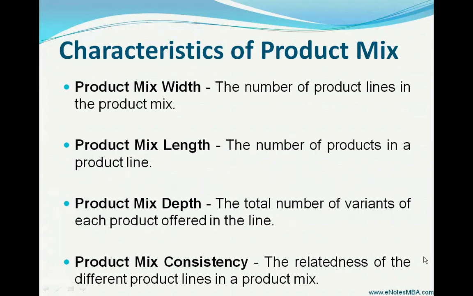Product mix width is the number of product lines in the product mix. Product mix length is the number of products in a product line. Product mix depth is the total number of variants of each product offered in the line. Product mix consistency is the relatedness of the different product lines in a product mix.